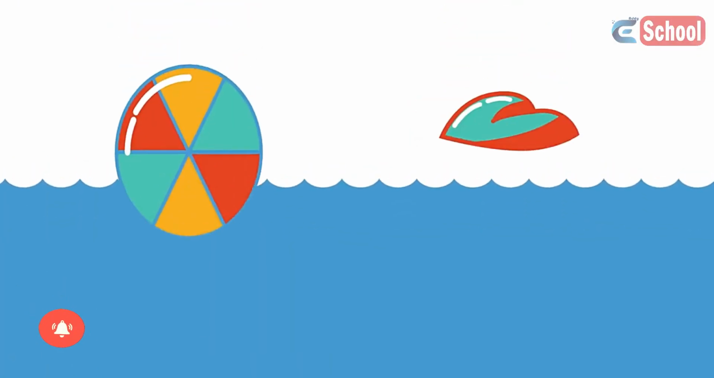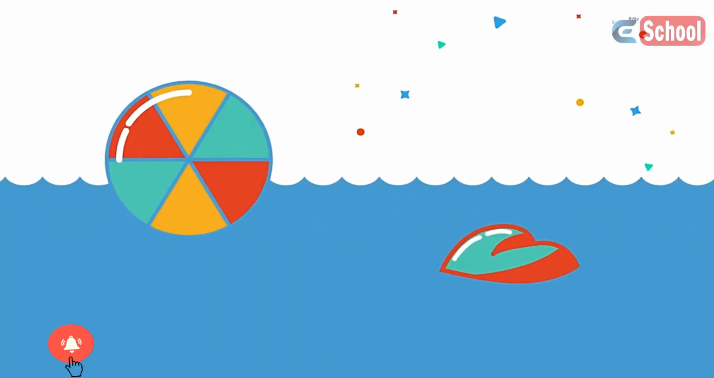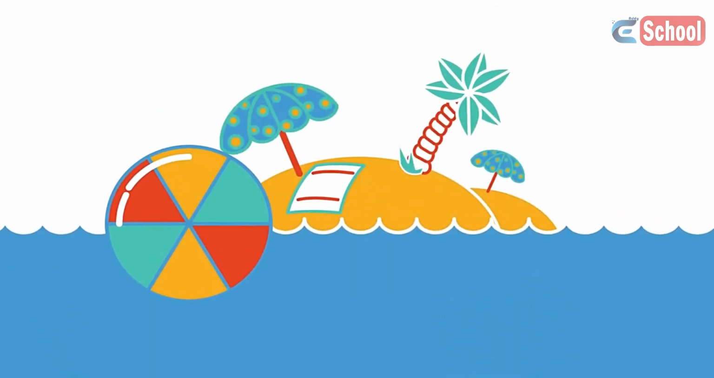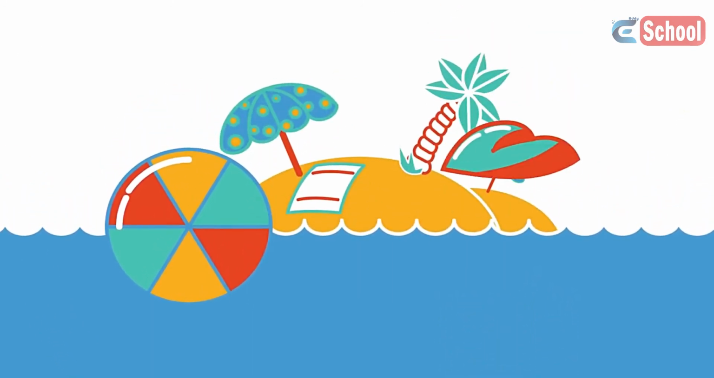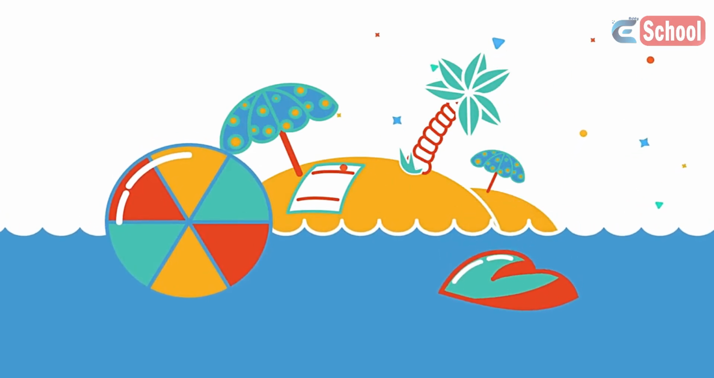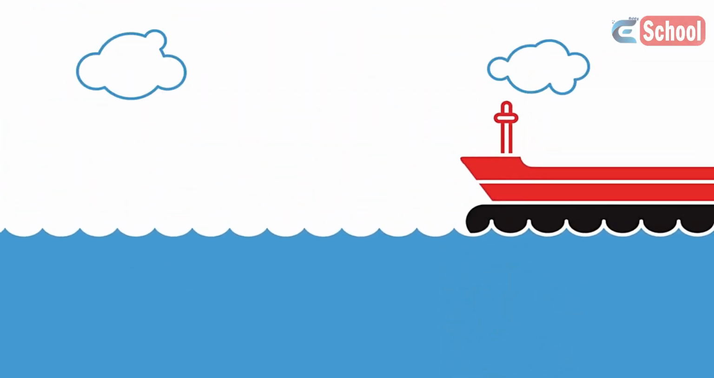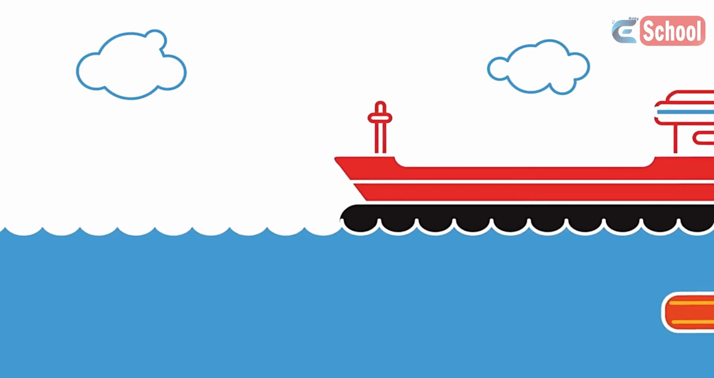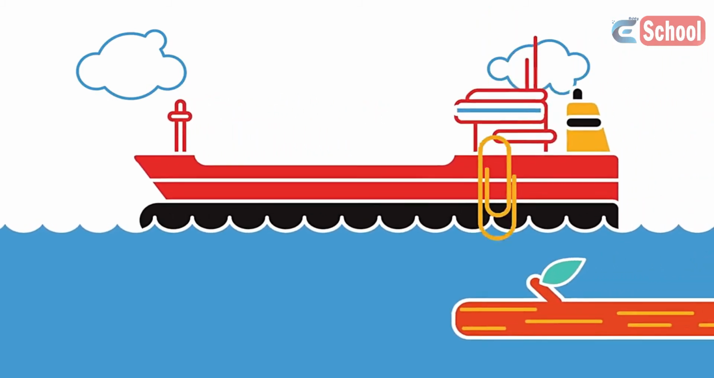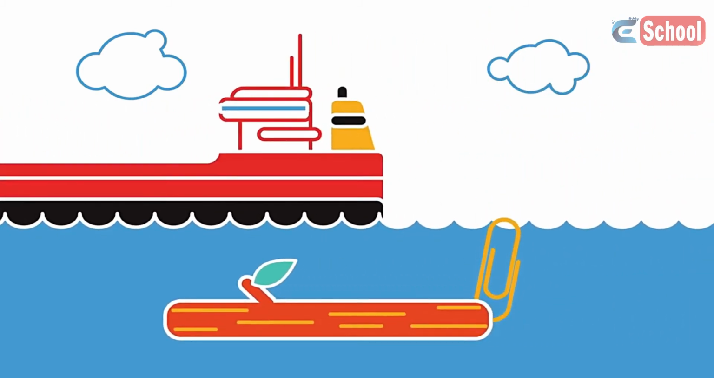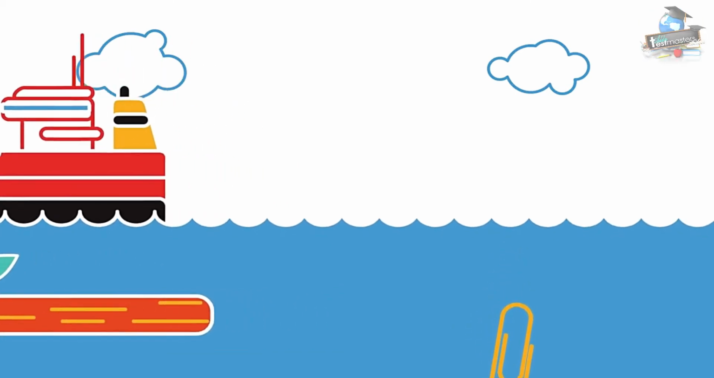Look at the world around you. Think of floating and sinking. When you go to the beach, why does the big beach ball float, whereas the small heavy pebble sinks? Why do huge boats float? How come a heavy wooden log floats on water, but a small light paperclip sinks? This is all to do with density.